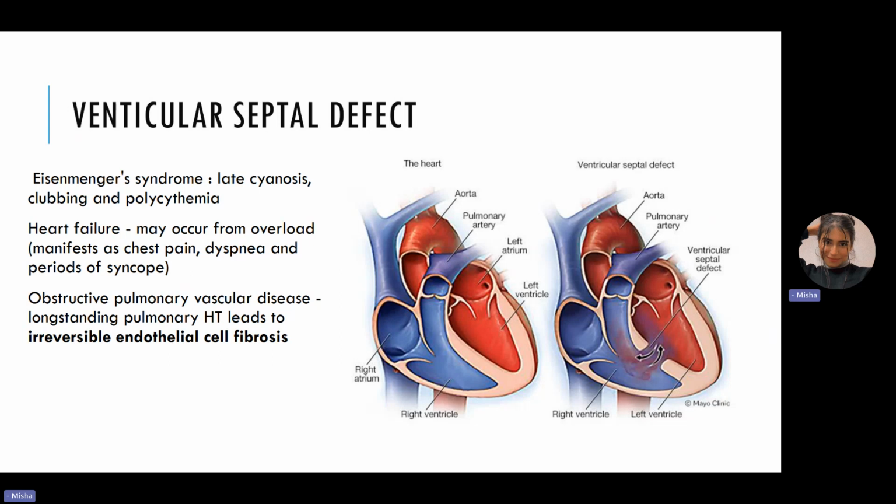Eisenmenger syndrome. And these are the ones that I mentioned over here, basically the complications. So we can see that there's late cyanosis, there's clubbing, there's polycythemia, and there can also be heart failure, obviously, because of the overload. And then we have obstructive pulmonary vascular disease. Because there's a long-standing pulmonary hypertension, it can basically lead to irreversible endothelial cell fibrosis. So these are the complications that you need to remember.